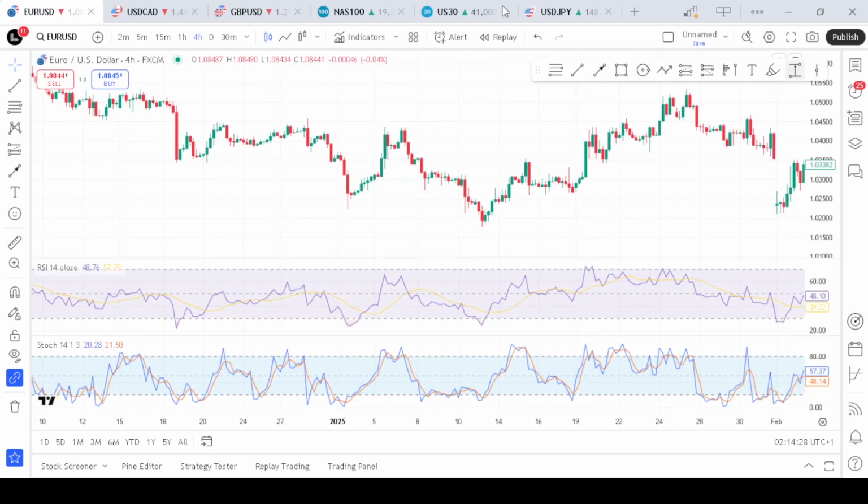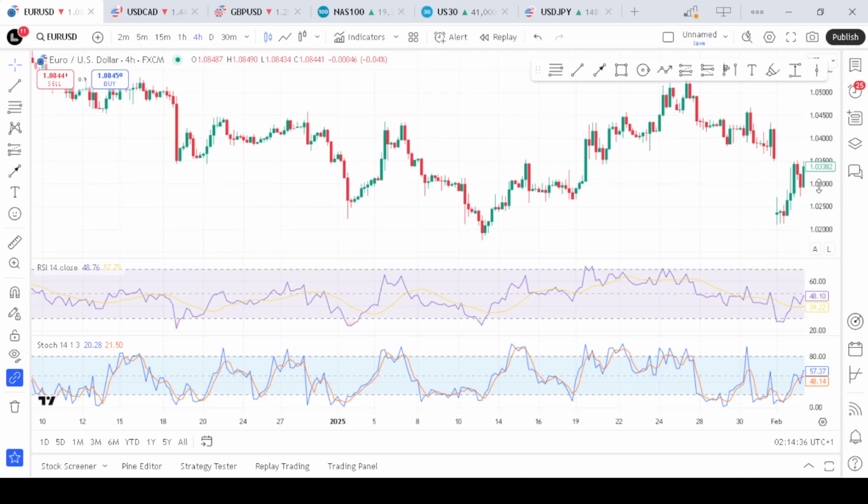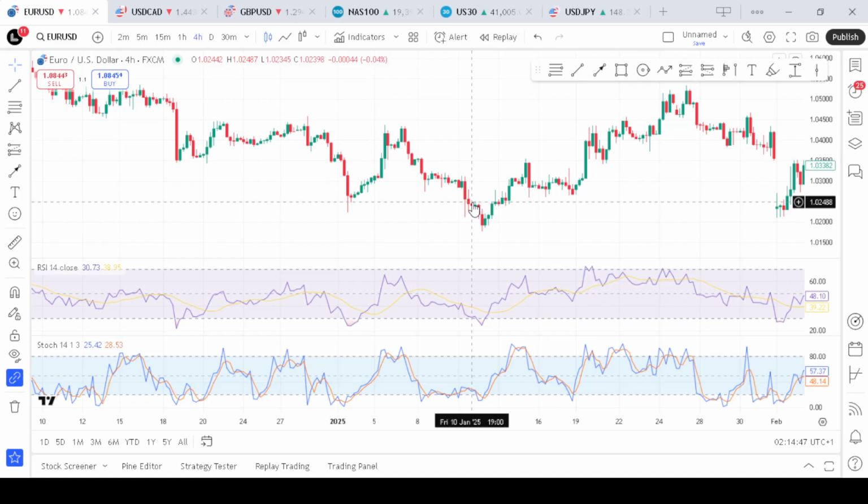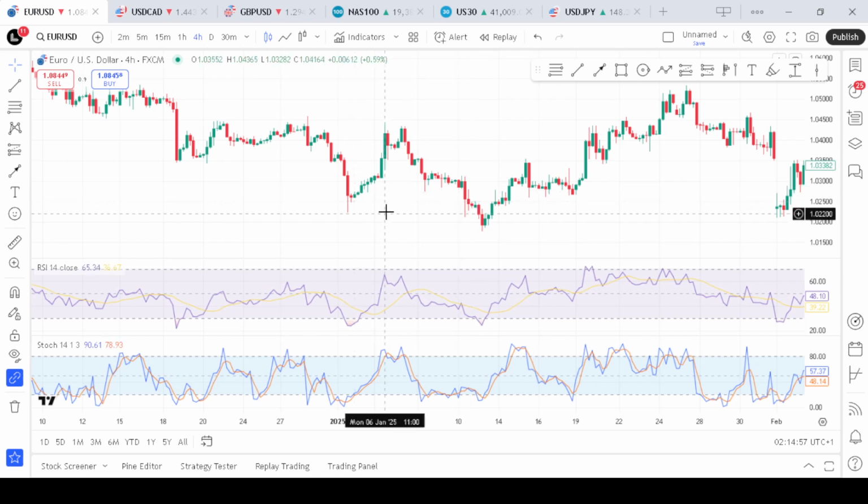Now let's look at the key differences between the lagging indicators and the leading indicators. Now that we have explored both the lagging and the leading indicators, let's dive deep into their key differences. Understanding the distinction would help us choose the right tool for our trading strategy.